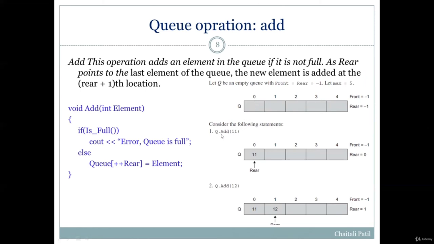See the operation add element. The rear pointer is incremented, rear is 0, and now we have inserted the element at queue of 0. Similarly, consider one more operation, add 12. Again, increment the rear pointer, so rear will become 1, and at queue of 1, insert the element 12.